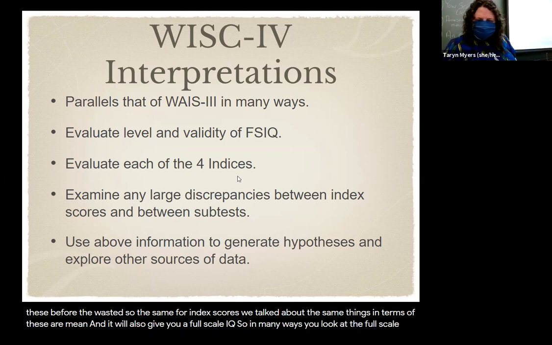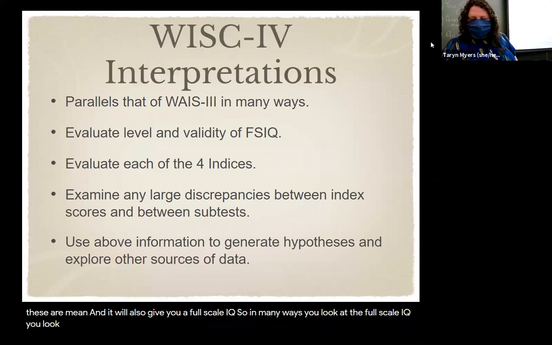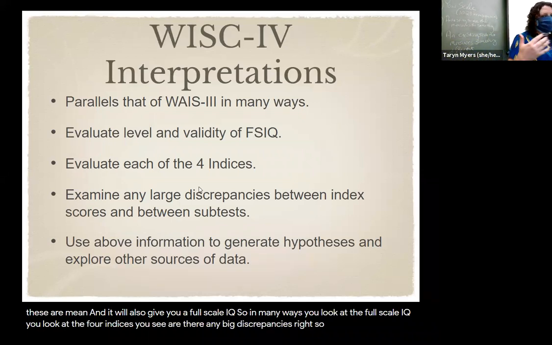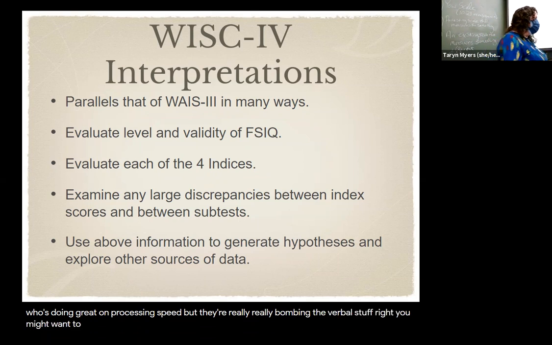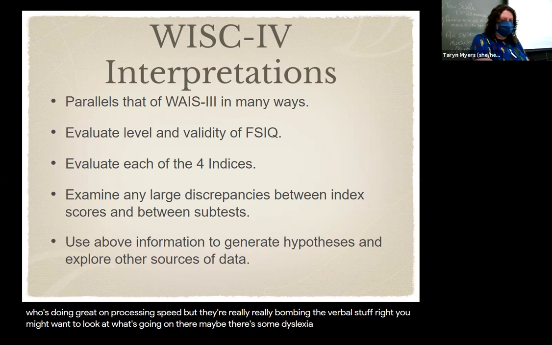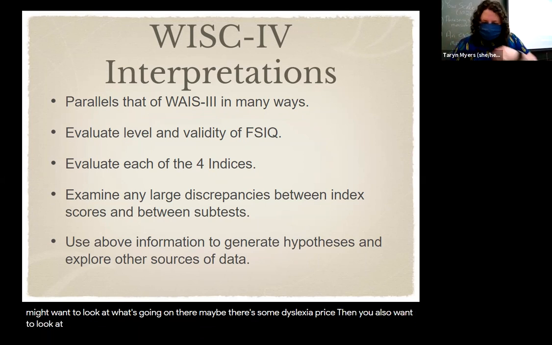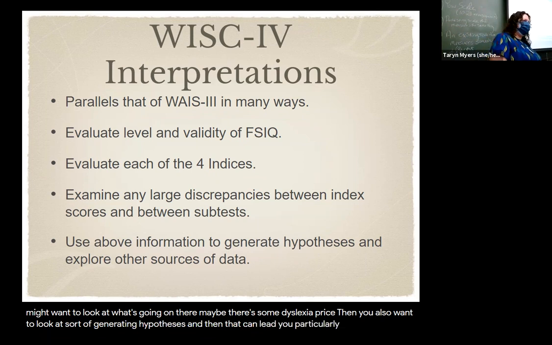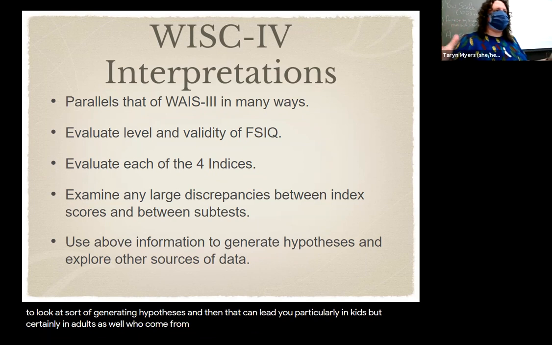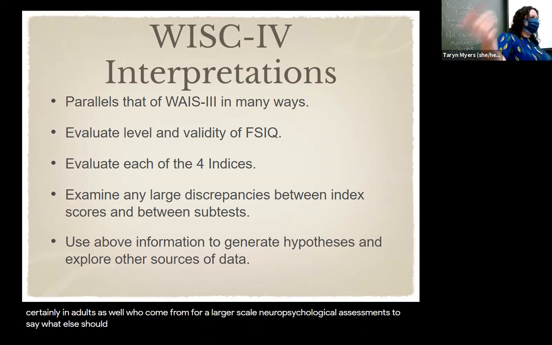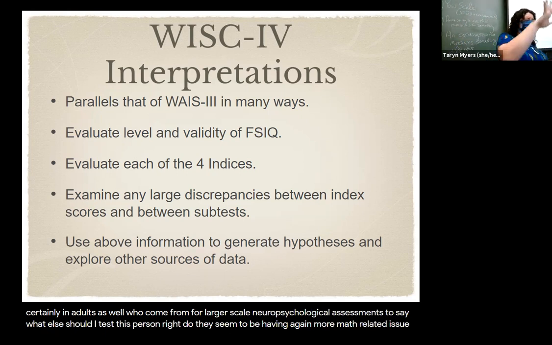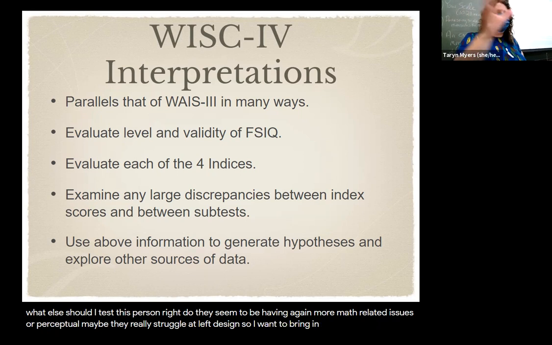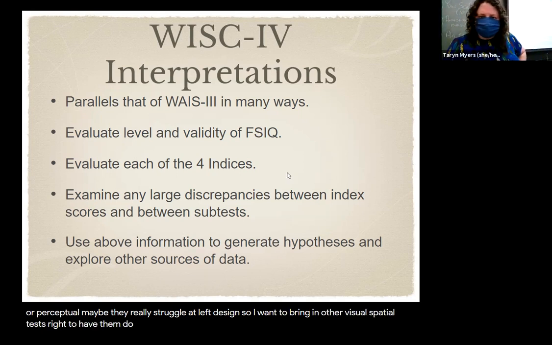You look at the full scale IQ, you look at the four indices, you see, are there any big discrepancies, right? So maybe this is a kiddo who's doing great on processing speed, but they're really bombing the verbal stuff, right? You might want to look at what's going on there. Maybe there's dyslexia, right? And then you also want to look at generating hypotheses, and then that can lead you, particularly in kids, but certainly in adults as well, who come for larger scale neuropsychological assessments, to say, what else should I test this person on, right? Do they seem to be having, again, more math-related issues or perceptual? Maybe they really struggle on block design, so I want to bring in other visual spatial tests, right, to have them do, to really parse that out.